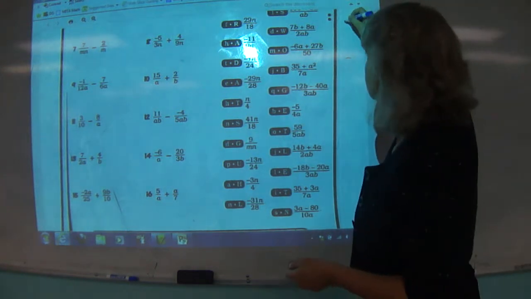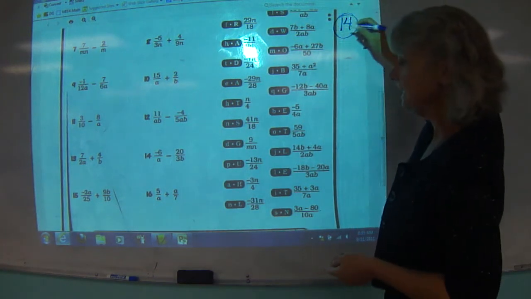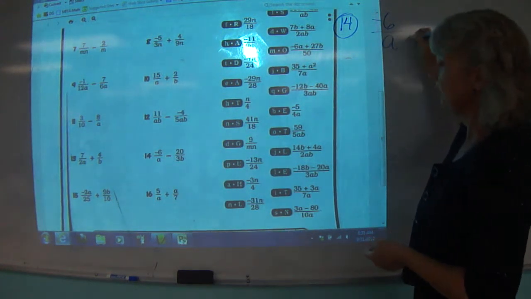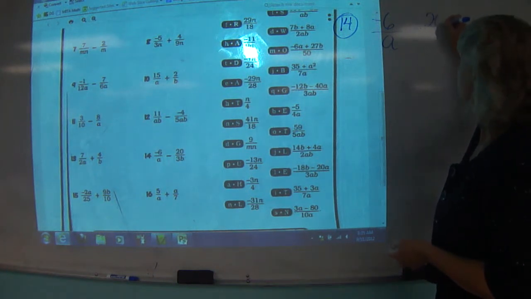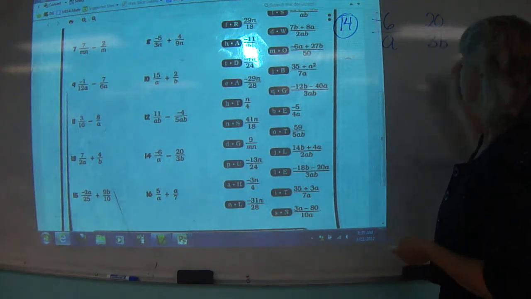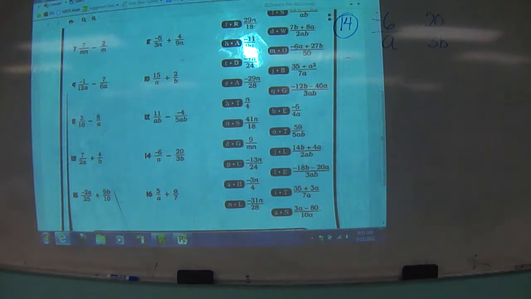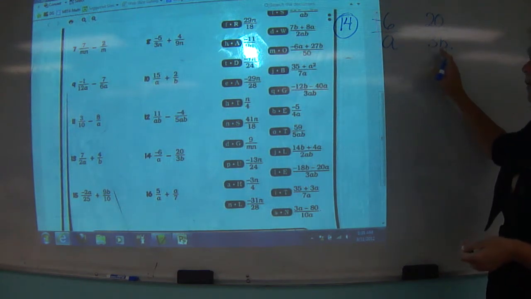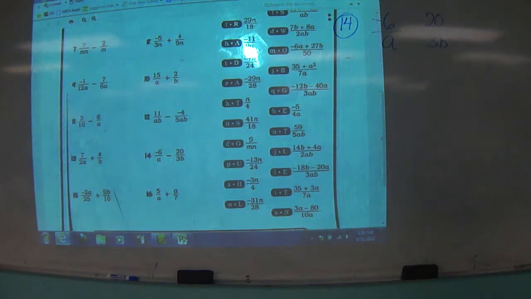14? All right. So number 14 is negative 6 over A minus 20 over 3B. So, excuse me, gentlemen. What would a common denominator of A and 3B be? Come on. A common factor of those two would be 1. What would a common denominator be?